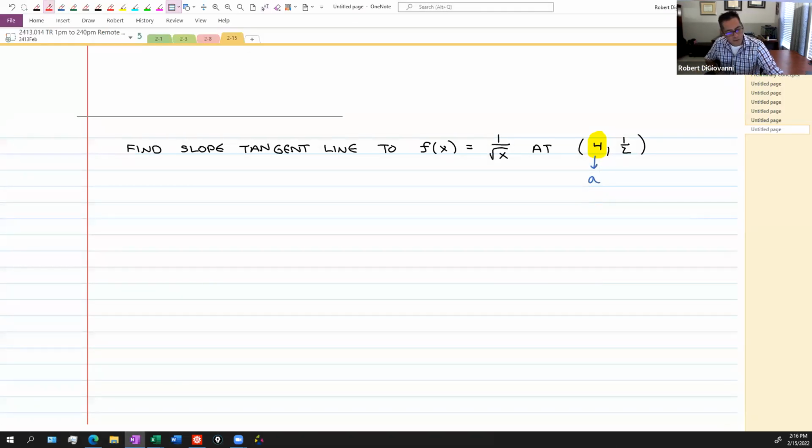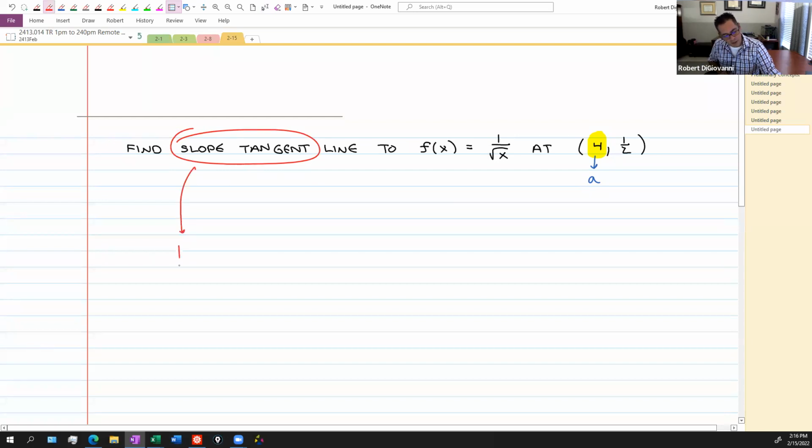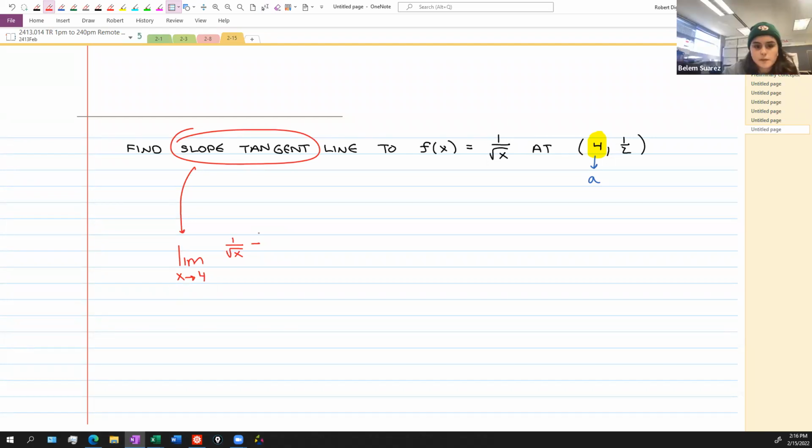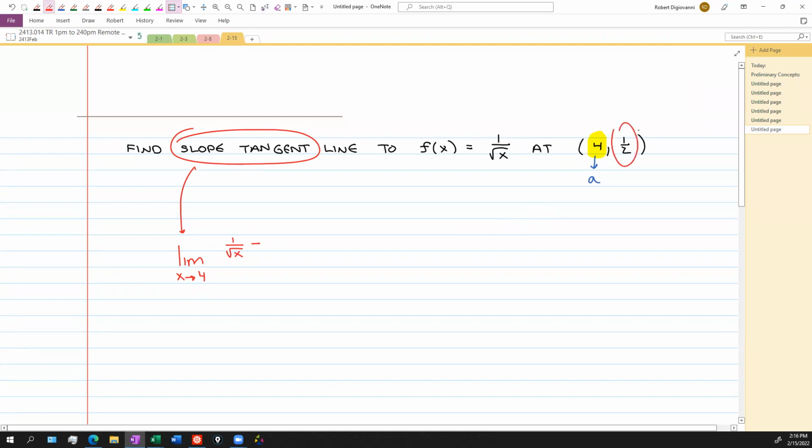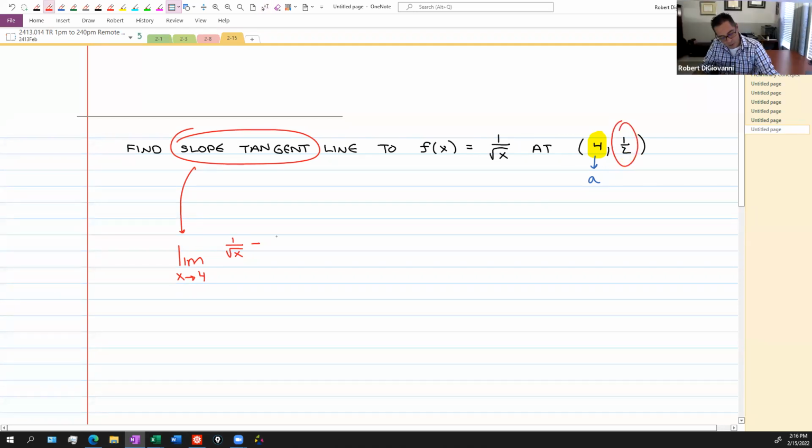All right. So now, since I'm only looking for the slope, I'm going to use the limit. Here, x approaches 4. f of x is 1 over the square root of x minus, what's f of a? 1 over the square root of 4, which is 1/2. It's actually that point right there. So I can just put 1/2 here, and then all of that over x minus 4. Questions on that?